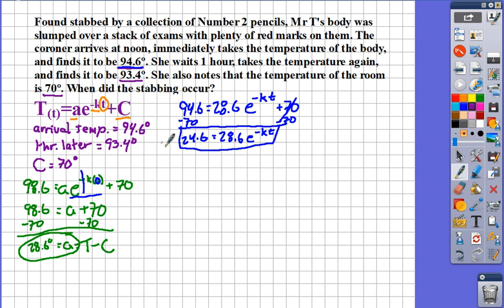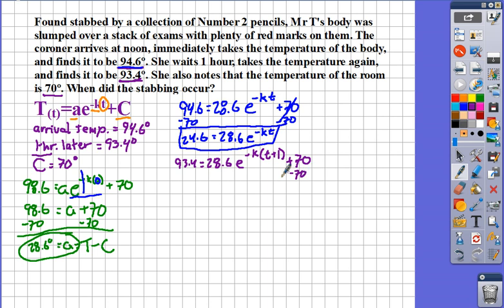And let's do an hour later. An hour later, the temperature was 93.4 degrees. So we get 93.4. And that's going to equal the A value we found, 28.6 times the number E to the negative K. And now T is no longer T because it's an hour later, right? We're talking 1 hour later. Well, 1 hour later would be the time plus 1 hour, right? And then plus the room temperature, 70.